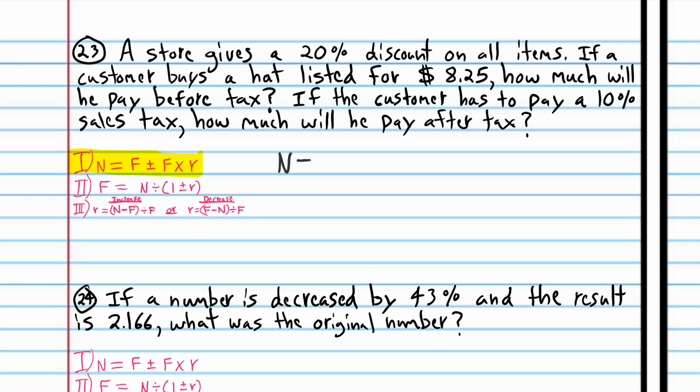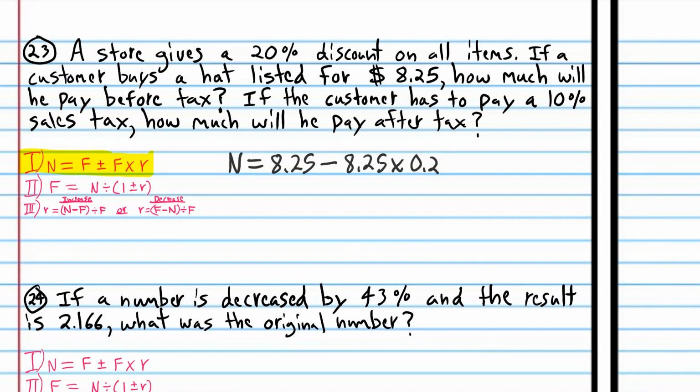So n equals the first number, which is $8.25, and minus $8.25 times the percent written as a decimal. So you tell me, what is this percent going to be written as a decimal? Well, if you say 0.2, you're correct. So this is an application of the order of operations. PEMDAS tells us to multiply first, so we're going to take 8.25 and multiply by 0.2.